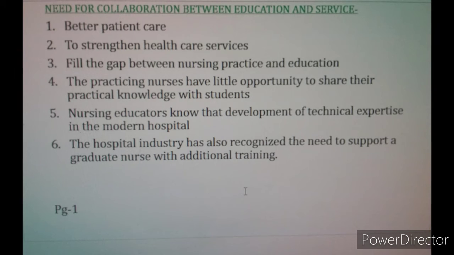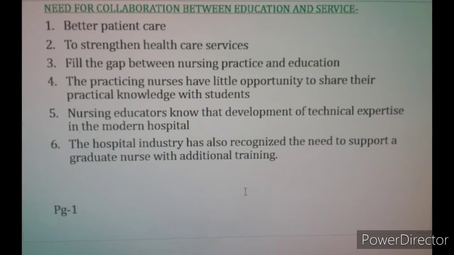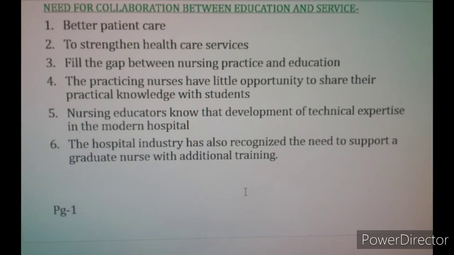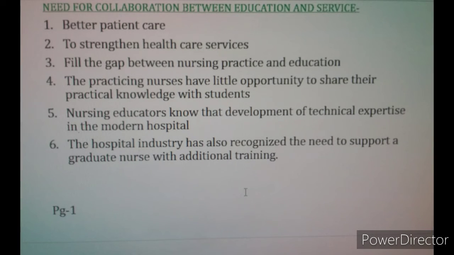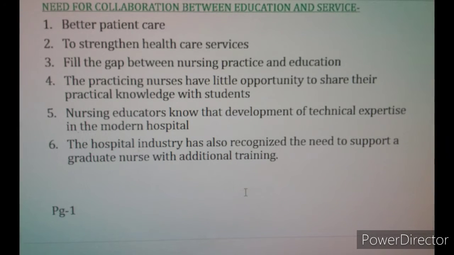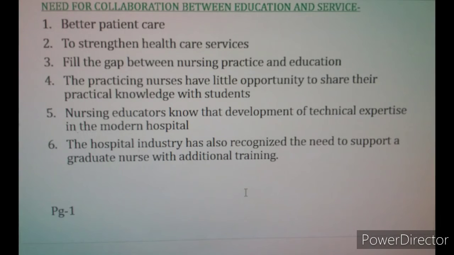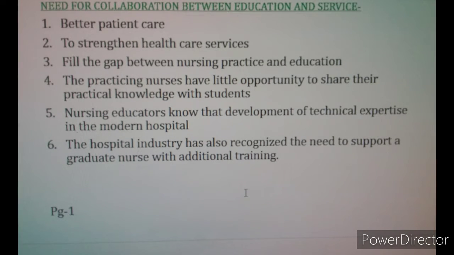It is also going to help fill the gap between theory and practice, because right now there is a very big gap between theory and practical, because whatever we are giving the students in the class is not reflected in the clinical area.